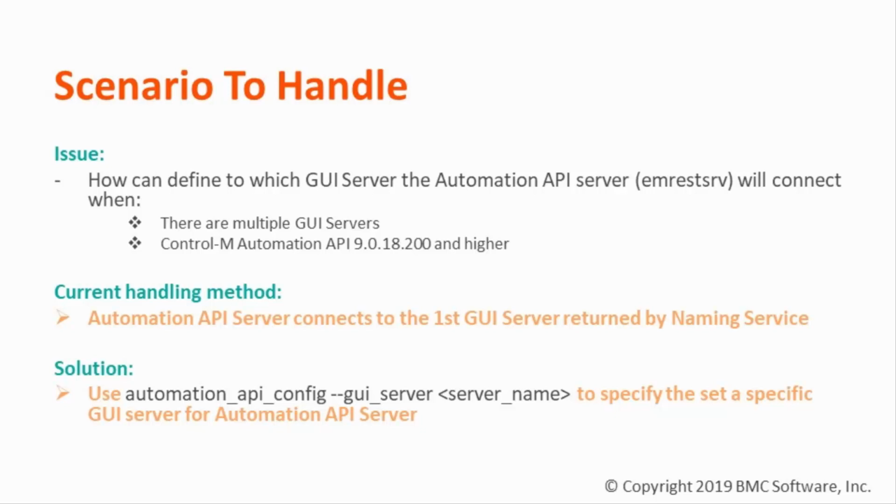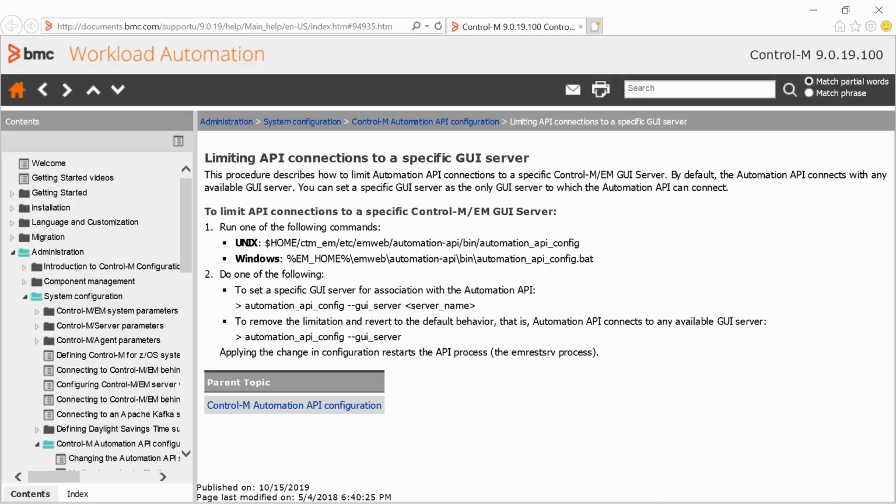When we want to define a specific GUI server for Automation API to connect to, we can use the automation-api configure command. This is our online documentation. From here, you can see the usage and also more explanations.